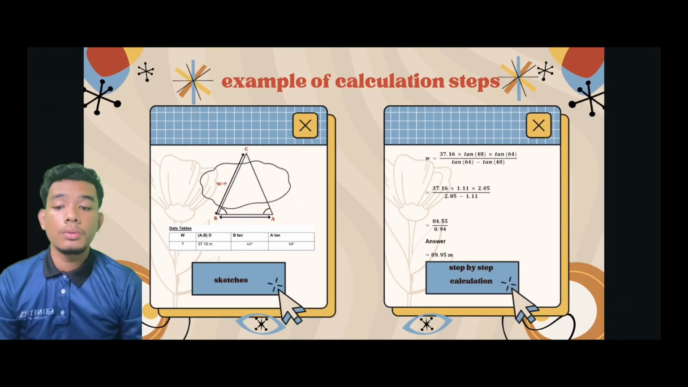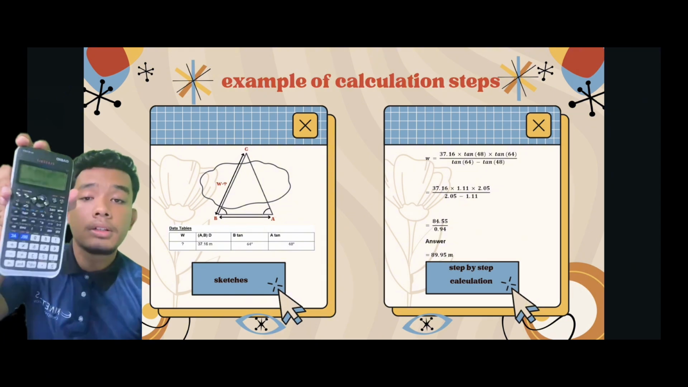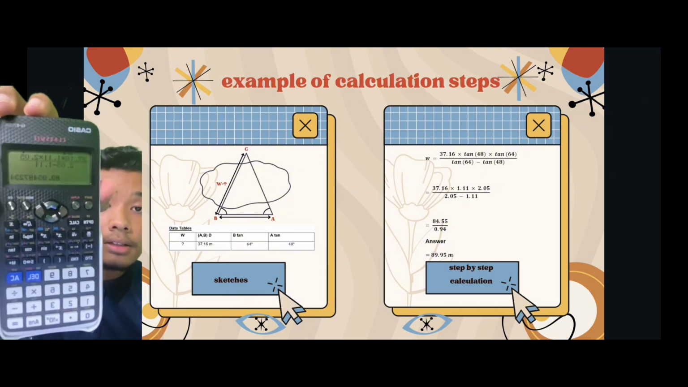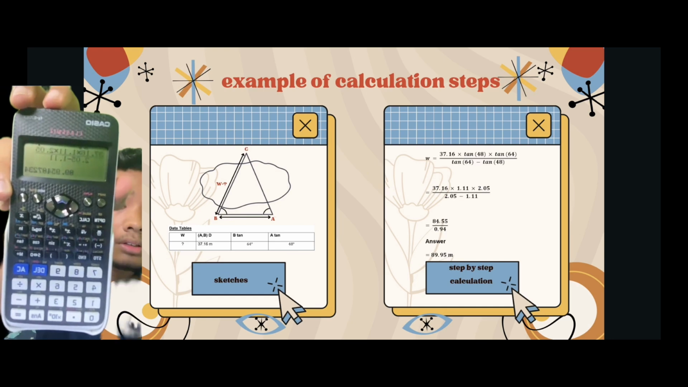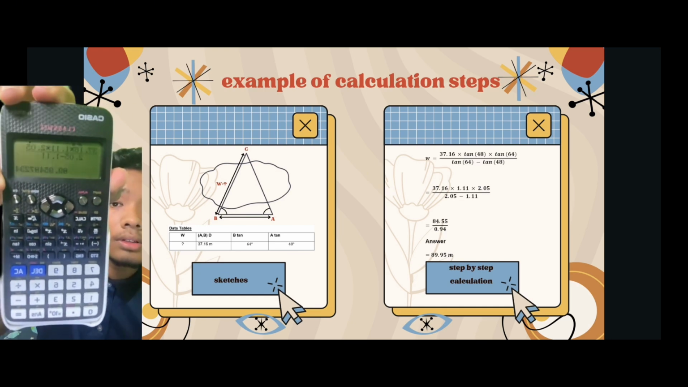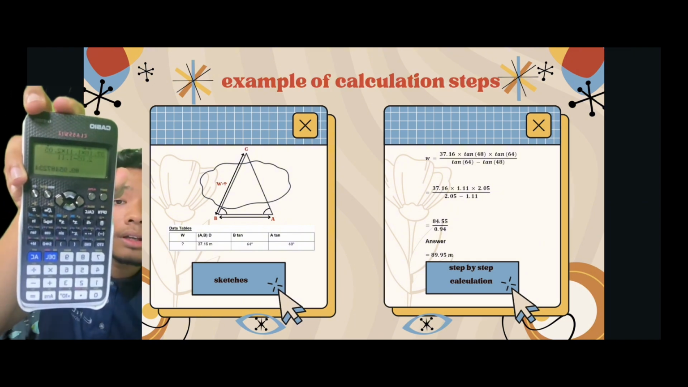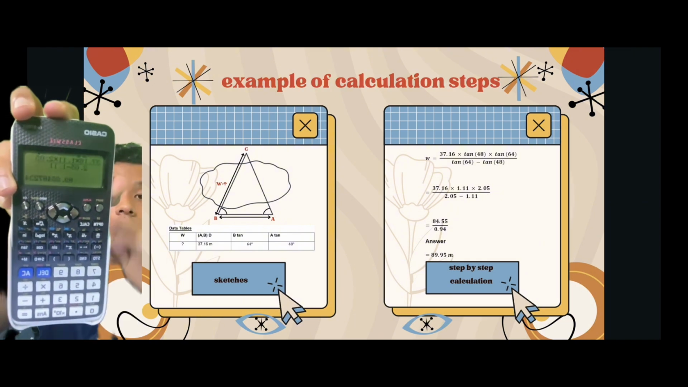Let's continue with the final answer. Now we can use the calculator to directly enter the values to get the answer for W. In the calculator, you can type like that and you can get the answer W. Okay.